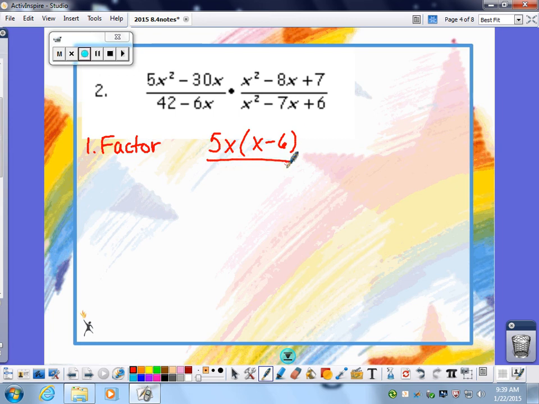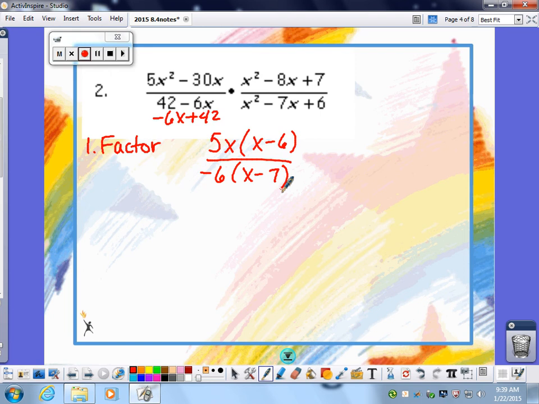Let's look at the denominator of that first fraction. It's not in standard form. So in order to be able to factor it, it needs to be in standard form. So let's rewrite it in standard form. Now we're going to factor out a negative 6, which leaves you with x minus 7.